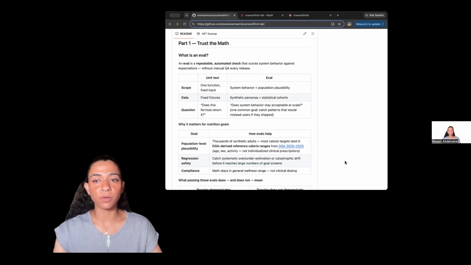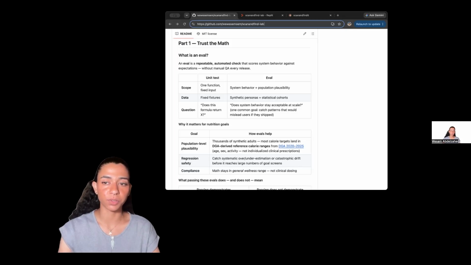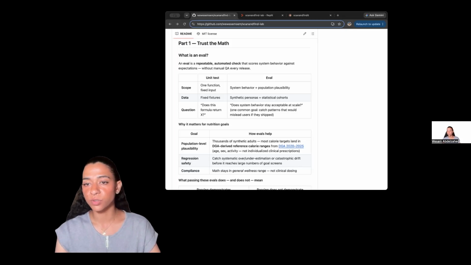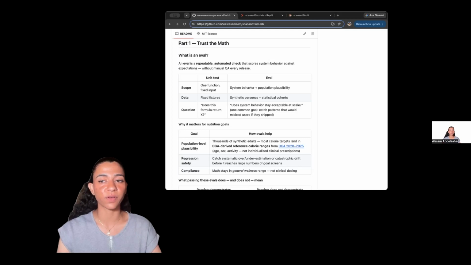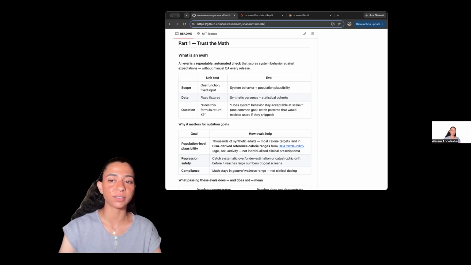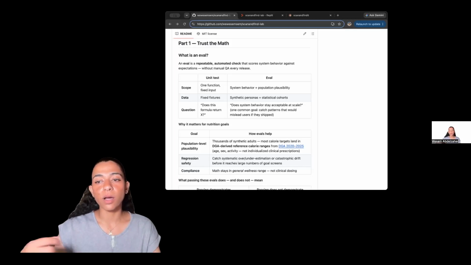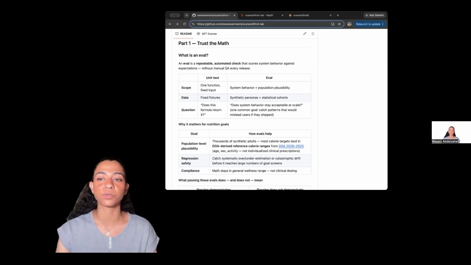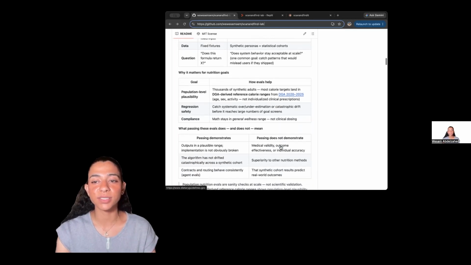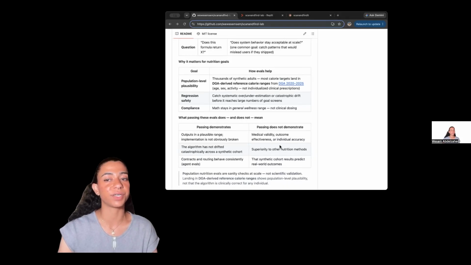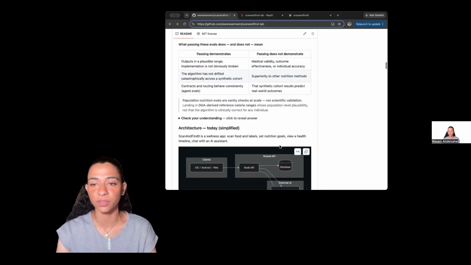An eval is a repeatable automated check that scores system behavior against expectations without manual QA on every release. So a unit test asks, does this function return X? And an eval asks whether system behavior stays acceptable at scale. One common goal is catching patterns that would mislead users if they shipped. If we only unit tested one 36-year-old woman, we'd miss population-level bugs: BMI, adjusted weight, pregnancy add-ons, sedentary versus very active drift across thousands of profiles.